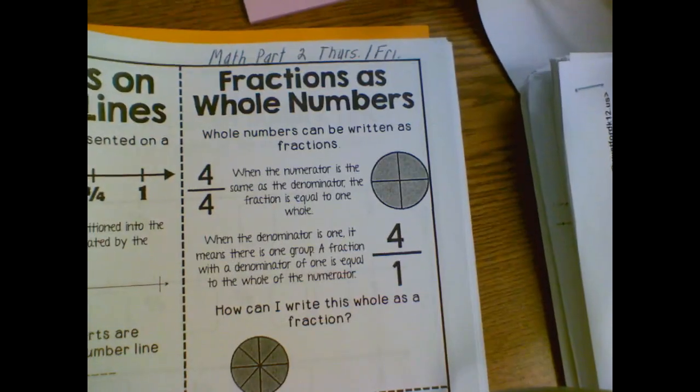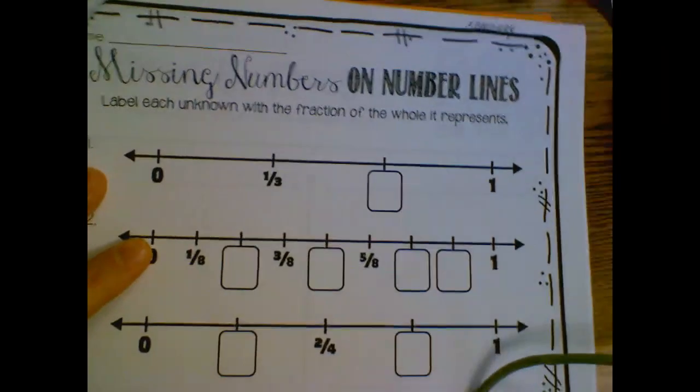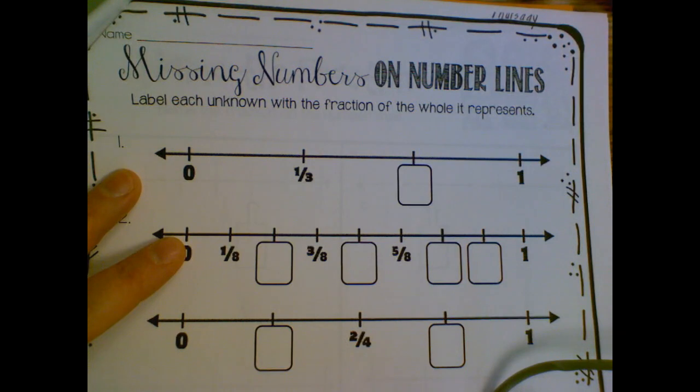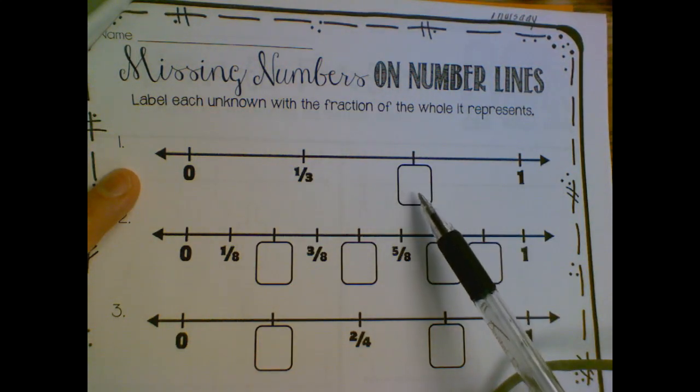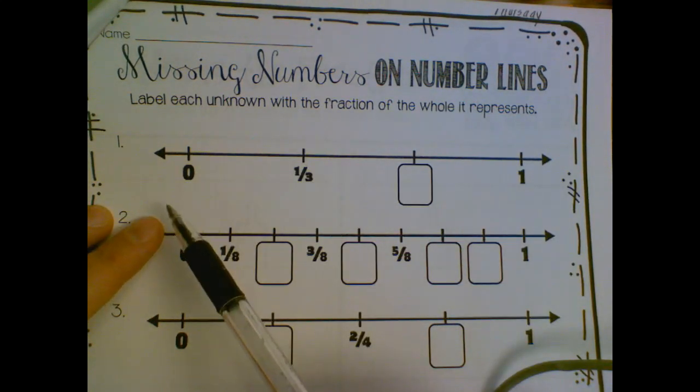Tomorrow, we're going to be talking about fractions as whole numbers. But for right now, I just want us to focus on number lines. So let's turn our page and let's fill in the answers. The directions say, label each unknown with the fraction of the whole it represents. So if I'm going to translate those directions into something that you can easily understand, I'm going to say, hey, kid, fill in each box with the correct fraction. So let's just see how we're going to do this.